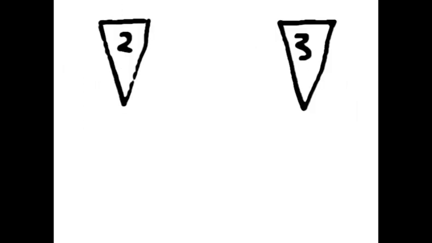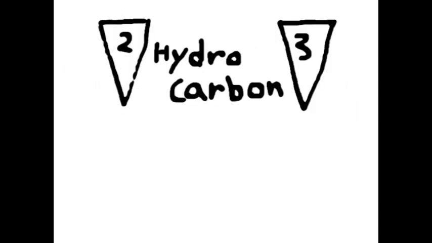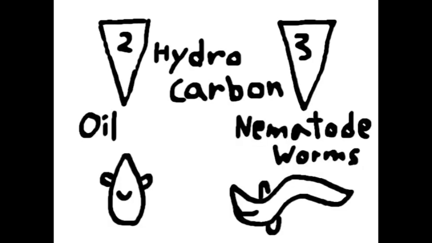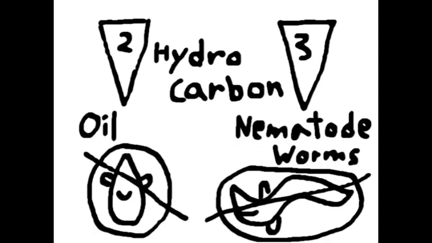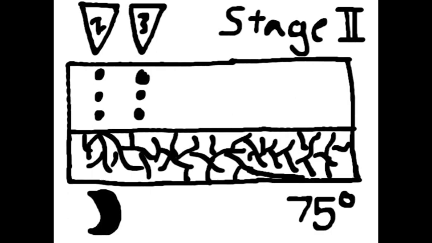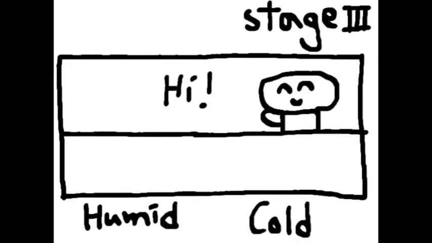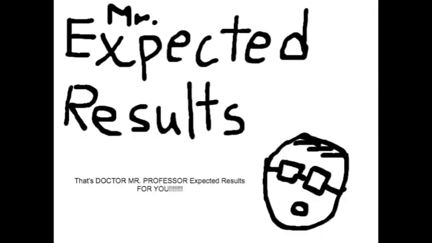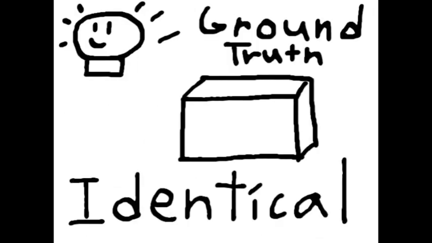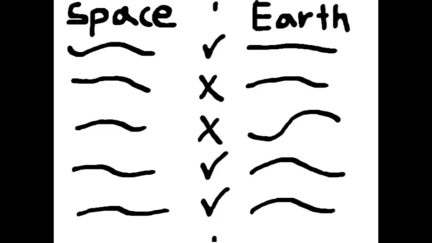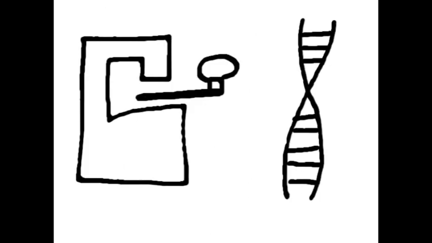Plungers 2 and 3 will contain hydrocarbons, the basis of life, oil and nematodes. Let's kill them. In stage 2, we'll plunge these in and let the mycelium decompose them. In stage 3, we'll change the weather and sprout a mushroom. Here's the plan. If we can do an identical ground truth, we can compare all factors of the experiment. I hope to see changes in these three things.